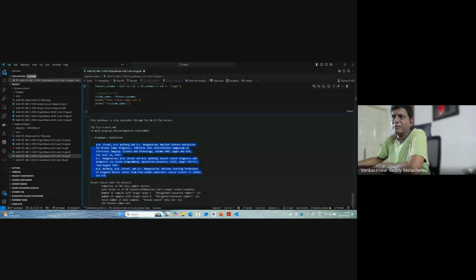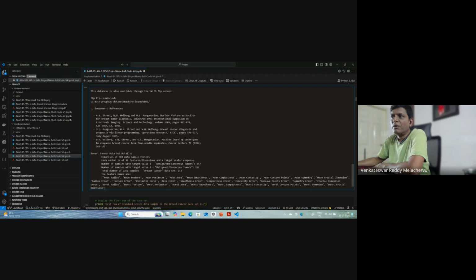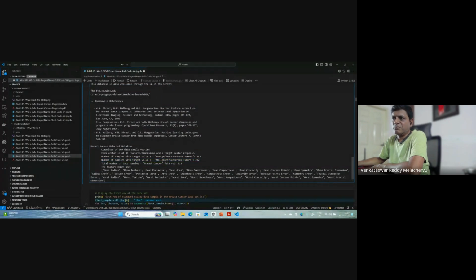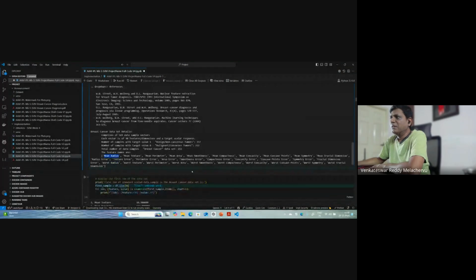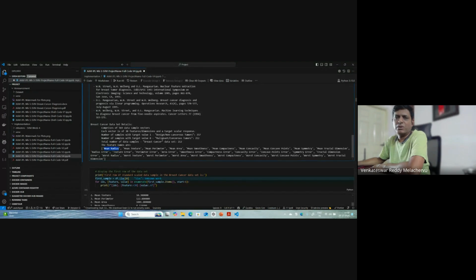It was essentially created for these papers, for human purposes. 569 sample data vectors in the entire data set, and each has 30 features. I think it was 29 last time. I don't know, there's one ID or something. Number of samples with non-cancerous or benign tumors, 357, and the malignant cancerous tumors in the breast, around 212. Here are the feature names: mean, variance, texture, perimeter, area. All these are a bunch of numbers, whether continuous or categorical.